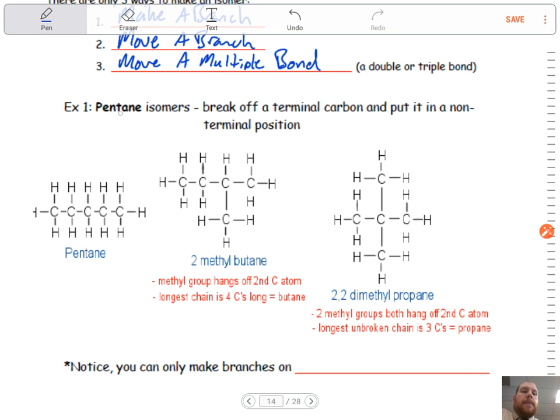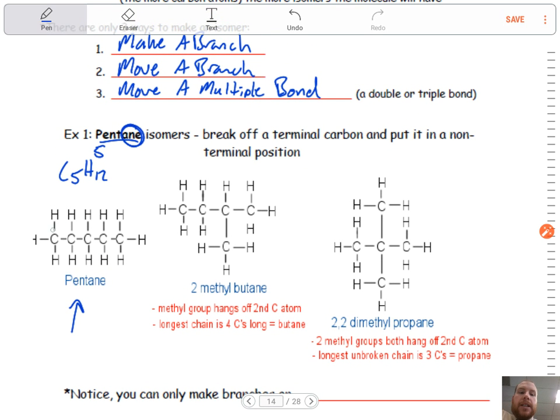So example 1 right here, pentane. Pentane has 5 carbons, so we would draw the normal structure like this: straight chained, all the carbons nicely in a row, all the hydrogens all around it. So pentane is C5H12, based on our formula for alkanes. Noticing that the suffix there is -ane, we know it's all single bonds. What we could do with our structure of pentane is start to move things around. We could make a branch. Notice how there are no branches currently in this pentane molecule.